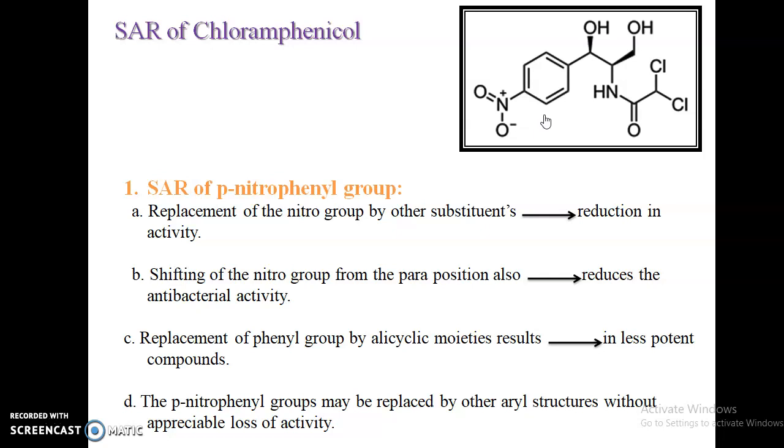The third point is replacement of the phenyl group. If we replace this phenyl group by an alicyclic moiety, the result is a less potent compound. Now the fourth point: the paranitrophenyl group may be replaced by other aryl structures without appreciable loss of activity. If we replace the total paranitrophenyl group with other aryl structures, then there is no appreciable loss of activity. This is the first part of SAR.